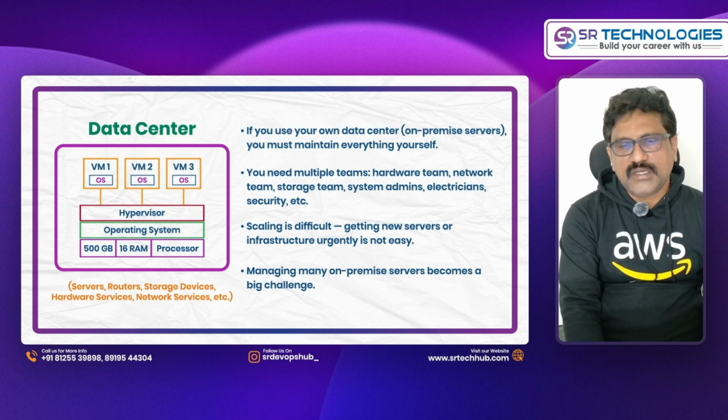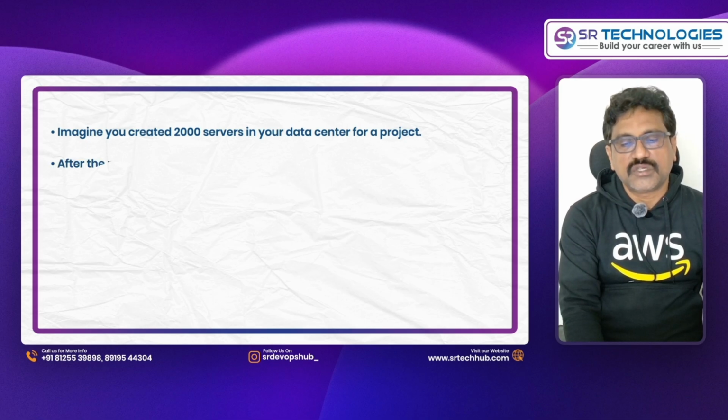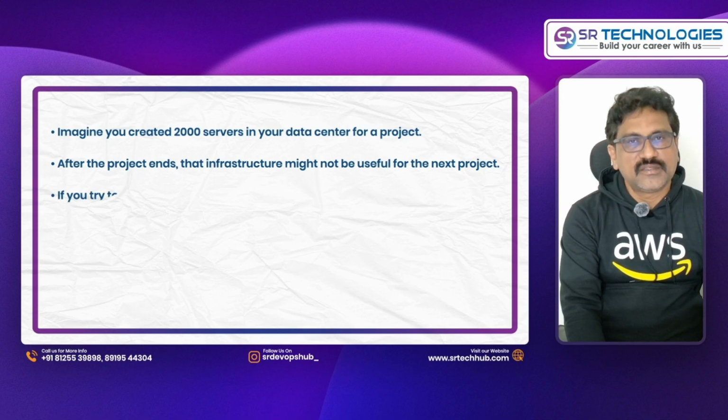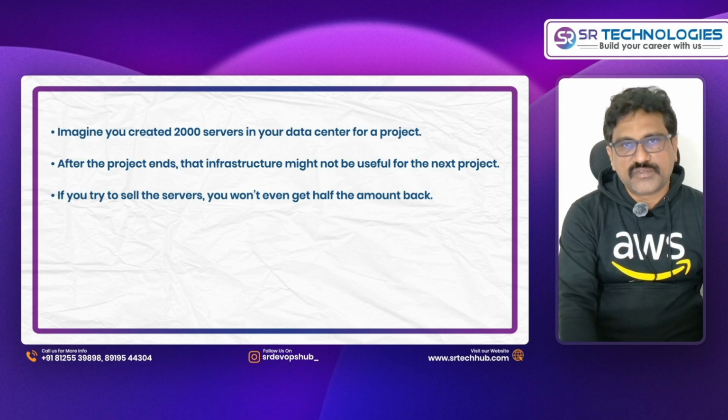So let us assume that after completion of your project, what about this infrastructure? For example, 2000 servers you have created in your data center for your current project. So that project is complete. After completion of that project, what about that infrastructure? If you have another project you can use it, but we are not sure that the same infrastructure can be used for that project also. If you sell these servers on a second sale, you will not get even half of the amount. So then your company will get a huge loss.